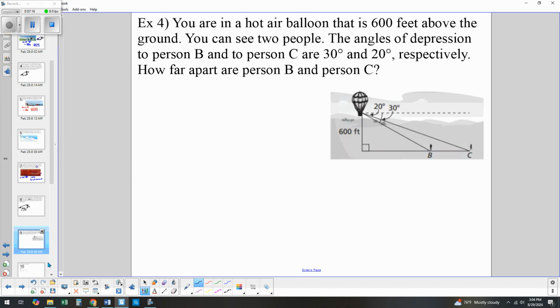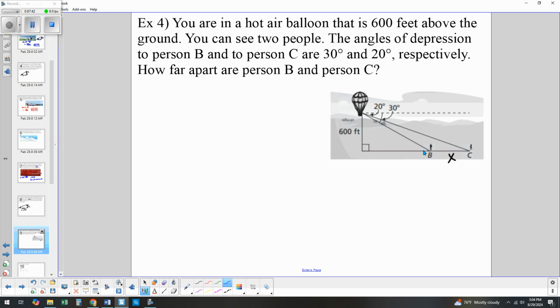All right. For example 4, we're in a hot air balloon that is 600 feet above the ground. You could see 2 people. The angles of depression to person B and to person C are 30 degrees and 20 degrees respectively. How far apart are person B and C? So ultimately, we're looking for the distance between B and C.